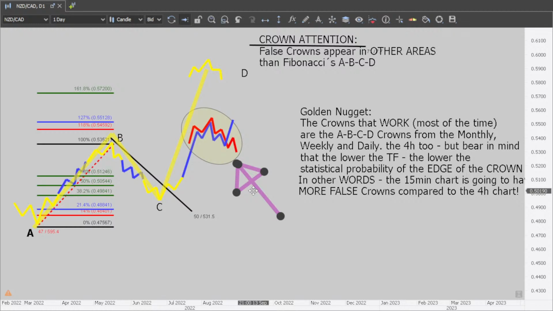Freedom, can you repeat please? Yes sir. One more time. There is no right or wrong, but the traders who are trading the Fibonacci's and know that those crowns are high probability, capital A, capital B, capital C, capital D, and have the knowledge that 7 times out of 10 crowns which appear in other areas are false, are going to have a better result compared to the traders who got scared in here and closed the trade out.